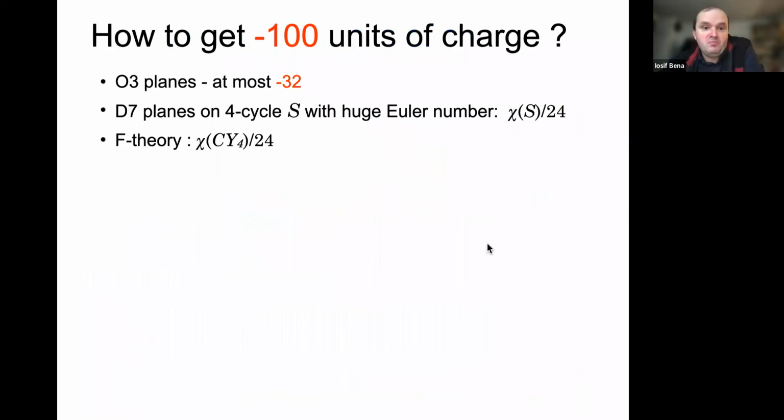Now you may say, great. How can you get 100 units of negative charge? Well, you can put orientifolds, but you cannot put too many of them because you get too many symmetries. You can put some D7 planes on some 4-cycles with a huge Euler number, and then you get a negative contribution, which is of the order of the Euler characteristic of the 4-cycle. Or you can just work in M theory, and in F theory, the negative contribution is the Euler number of the Calabi-Yau 4-fold divided by 24.